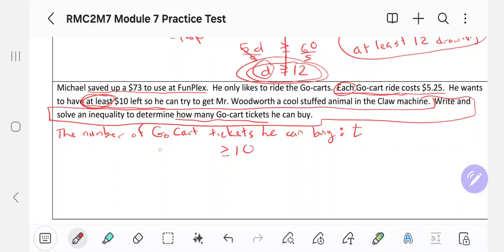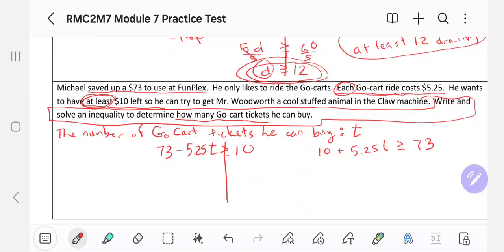And then how are we going to get to 10? Well, Michael took $73 with him to Funplex, and then he's going to be spending $5.25 for every ticket. All right, that's one way to think about it. Okay, so you could do it like that. The other way you could think about it is, well, if he wants 10, you could figure out how many tickets he could get, and when would that be greater than or equal to the cost of the amount of money that he had, right?